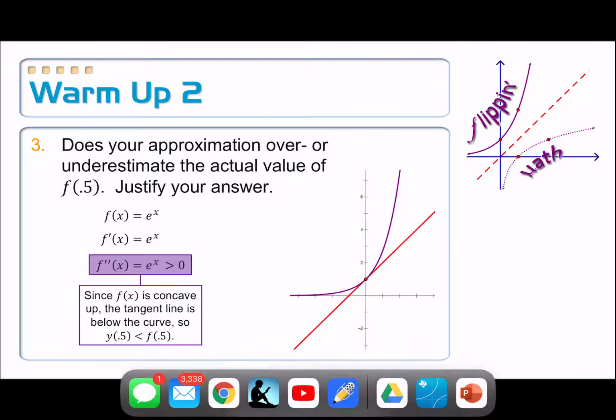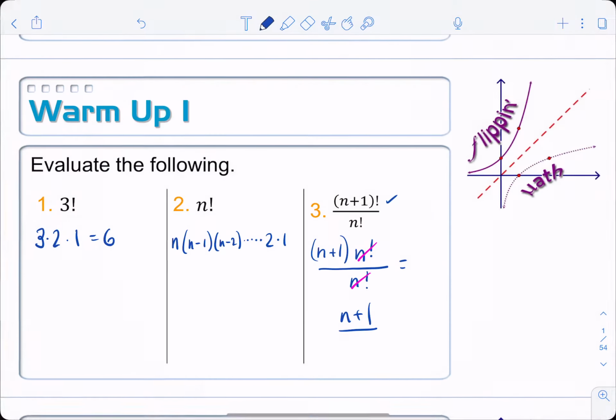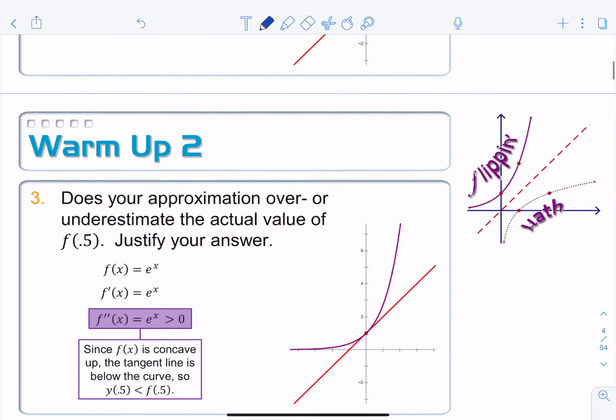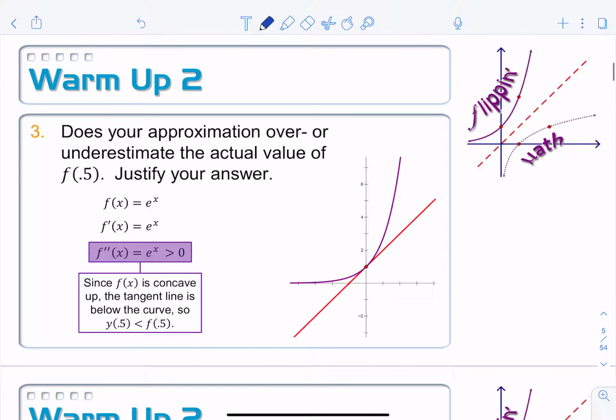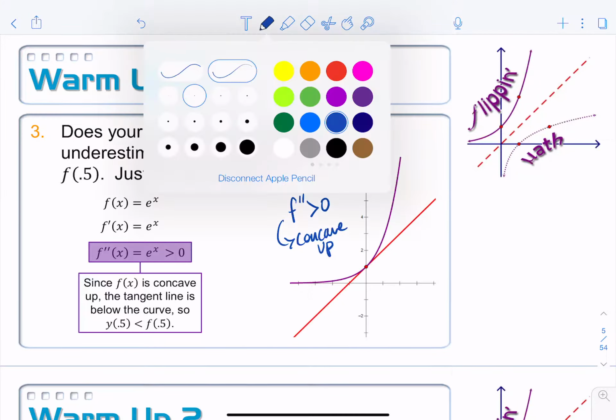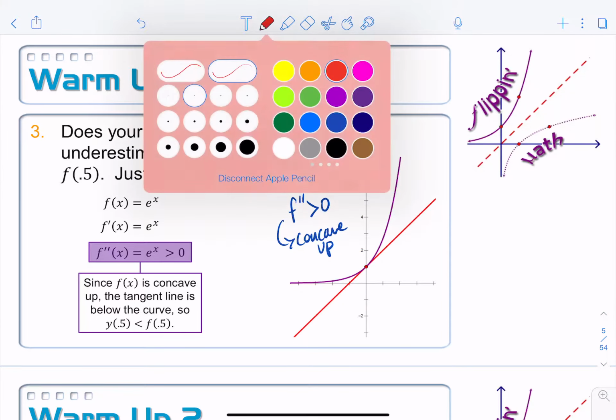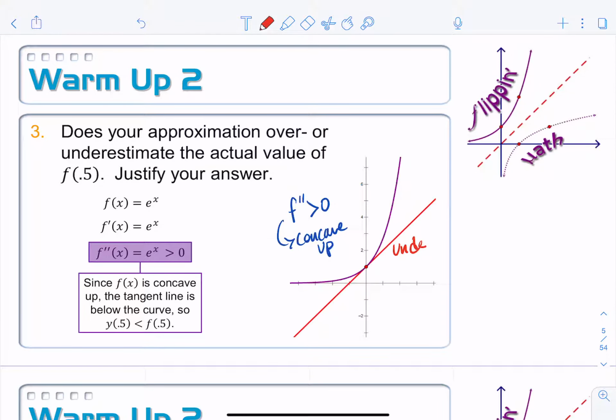So let me just kind of recap that just a little bit, because we only looked at one side of that. All right? So right here we have a function which was concave up, and I knew that because the second derivative is greater than 0. Concave up. And we have just under-approximated the value of our function.